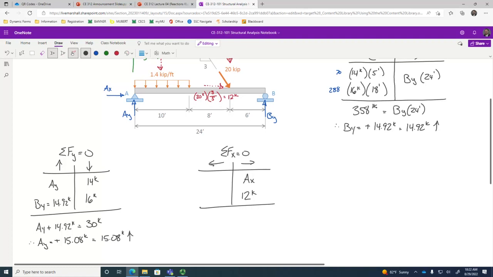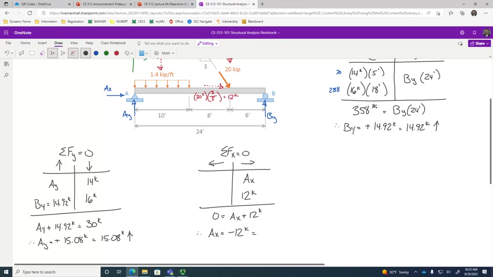If this happens during a homework assignment or an exam, I don't want you to see this and panic. It's okay. Just follow it through. If you've done your math correctly, it will bear itself out. Over here on the left, I have 0 equals, on the right, AX plus 12 kips. If I solve for AX, I'm subtracting, and I get that AX is negative 12 kips.